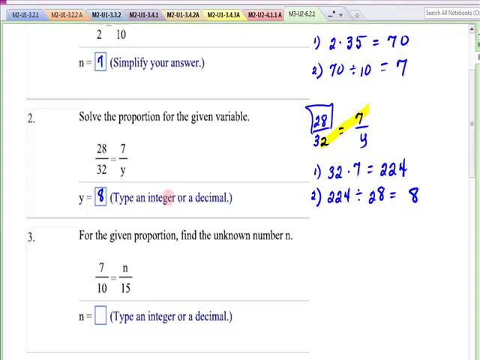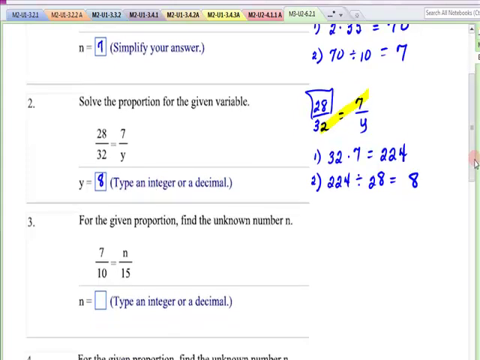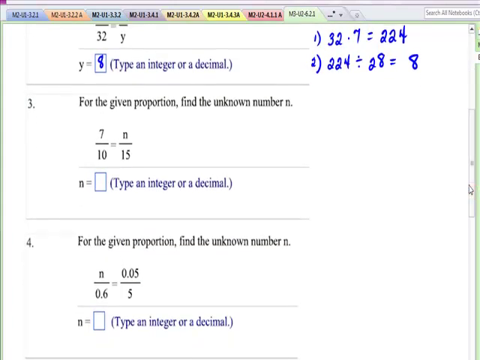You'll want to look at each one of these instructions. It will tell you what kind of answer if it's not a whole value. All right, number 3. I have 7 is to 10 as n is to 15. This time the cross product that I can figure out is that one. So I'm going to have 7 times 15 is 105.